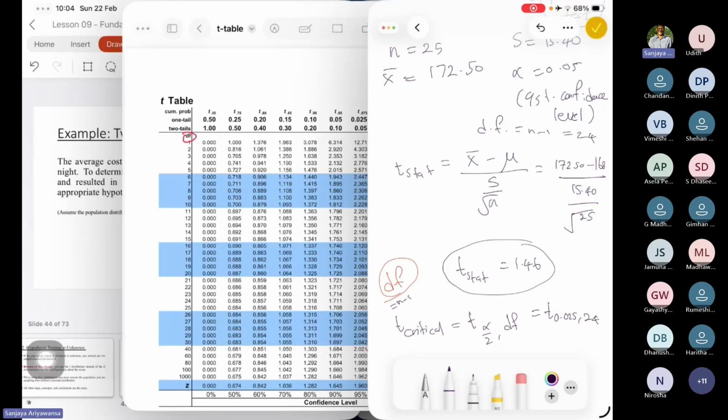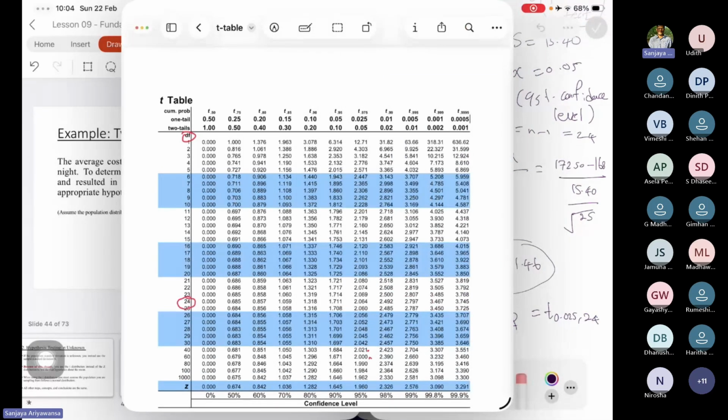So what do I have to do? I have to go to the t table, look at the degrees of freedom 24, look at that particular row. Now it's a two-tailed test. I'm looking at 0.025, right?